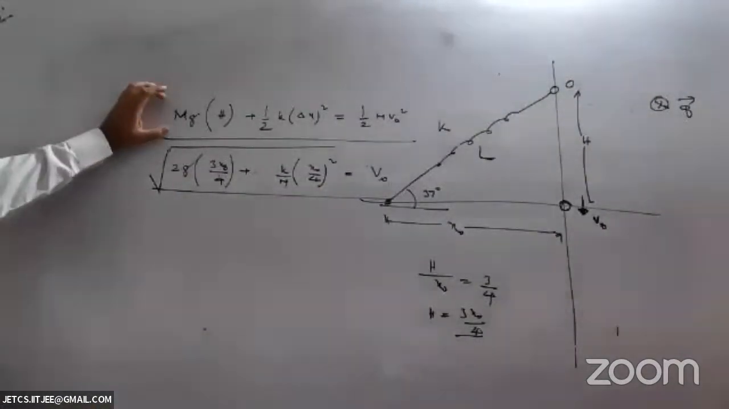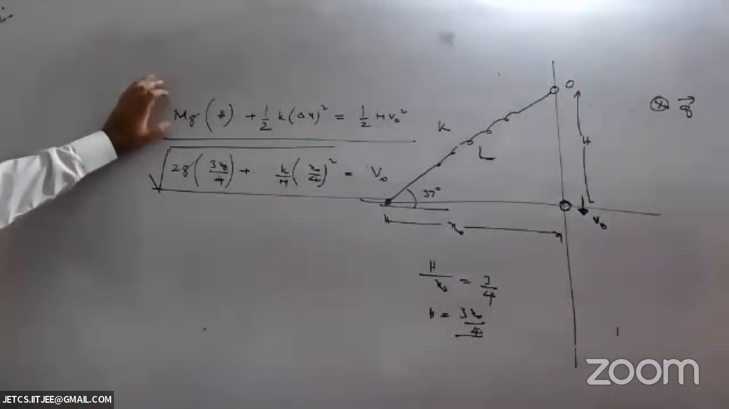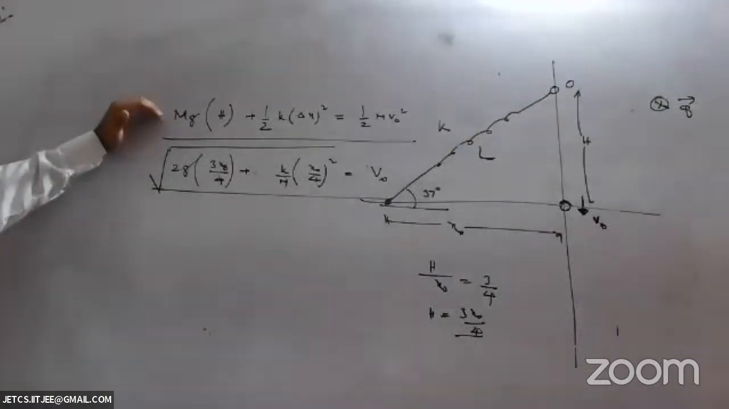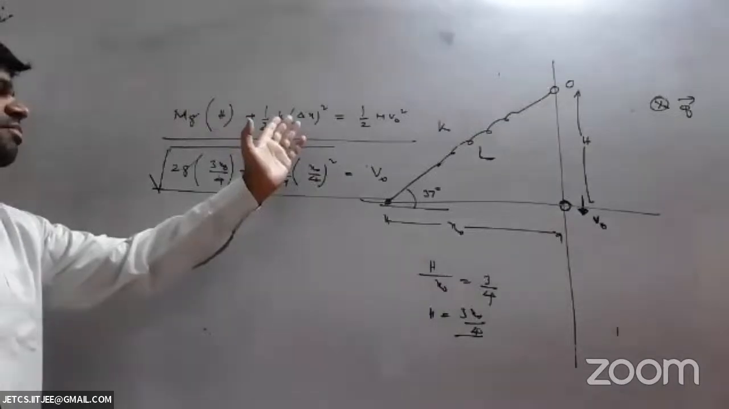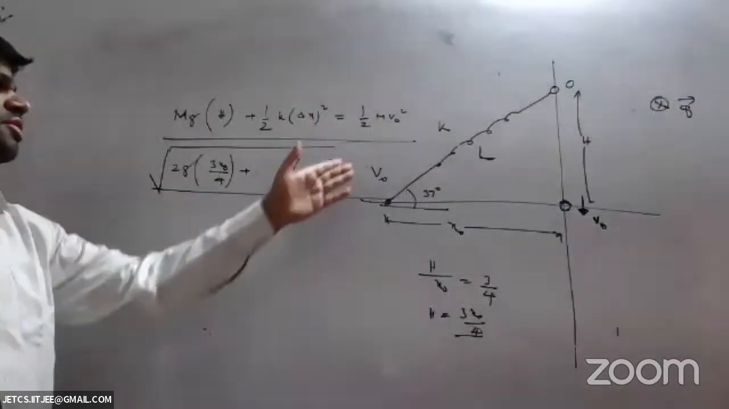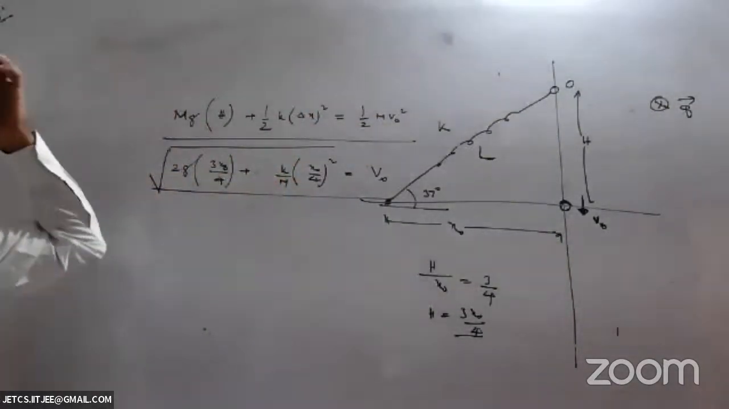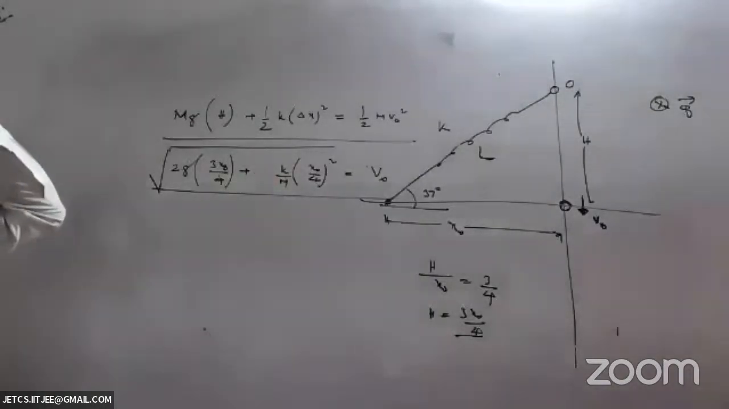Alright, here ended the physics of the problem. Here is the energy equation, and that was the end of the problem. After this, I just simplified it further. I took m on this side, 2 on this side, cross multiplied, and took the square root of the RHS or LHS.